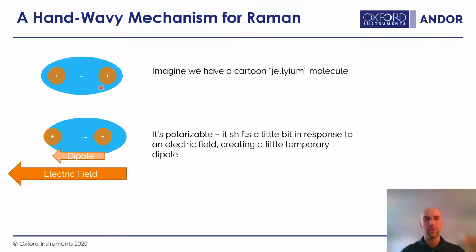So if we were to apply an electric field, it will get polarized, and there will be a dipole in response, which is to say the positive charges will shift a little bit one way, the negative charges will shift the other way, and we'll have a little two-pole system that we've induced there. So a little bit too positive on this side, a little bit too negative on this side. So it is polarizable. It shifts in response to an electric field, creating a little temporary dipole. And I hope I've drawn both the direction of the dipole and the electric field correctly there. I can never remember the convention.